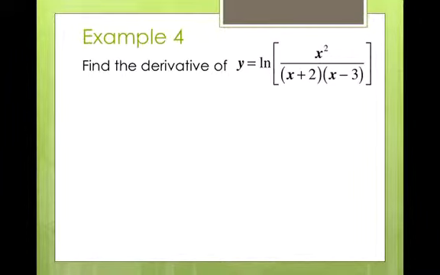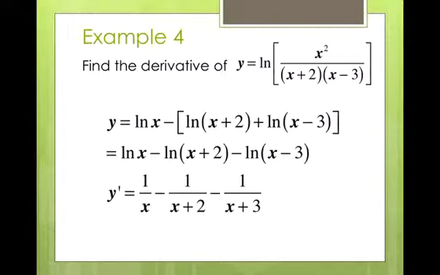Now, it looks like here that you're going to have to do the quotient rule. But as it turns out, we can do some simplifying. We can split this into 3 different natural logs. We have the natural log of the numerator minus the natural log of the denominator, which can be split into the natural log of this plus the natural log of this. And if we simplify, we get something like this, which is much easier to find the derivative of. We just do each piece, and it looks like this.